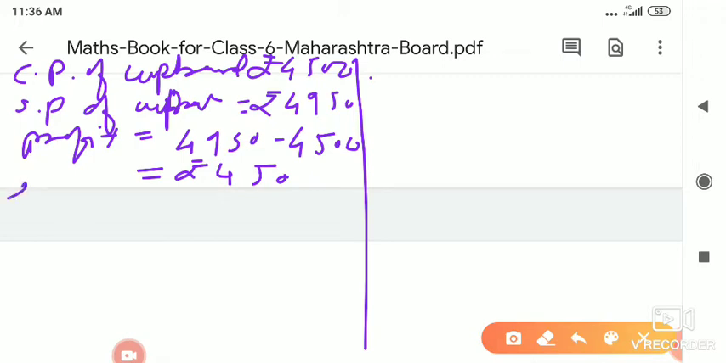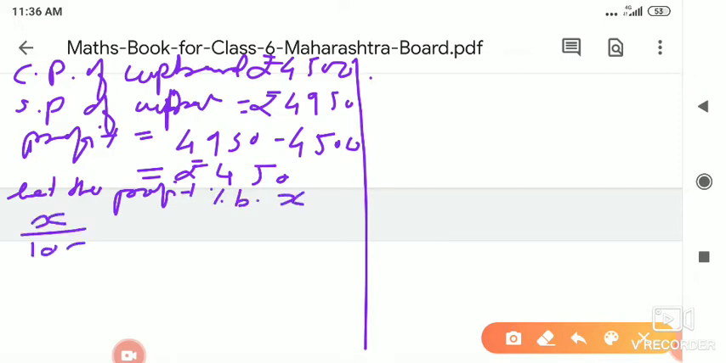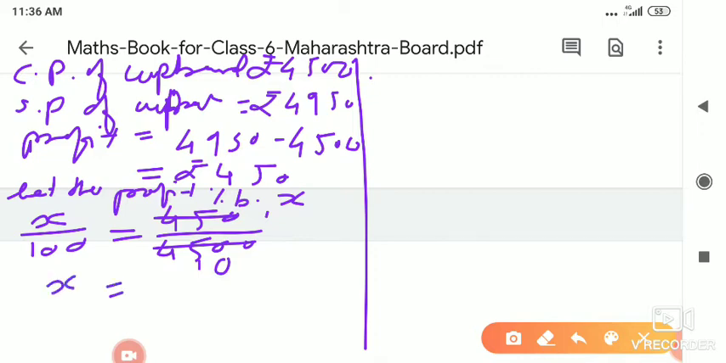So now let the profit percent be X. So X upon 100 is equal to the profit, 450 rupees, upon the CP. CP is equal to 4,500. Now the zero cancels, 45 and 450, ones are 450, and here remains 10. So X is equal to, the 100 goes for multiplication, 1 upon 10 into 100. So 10 ones are 10, 10 tens are 100.